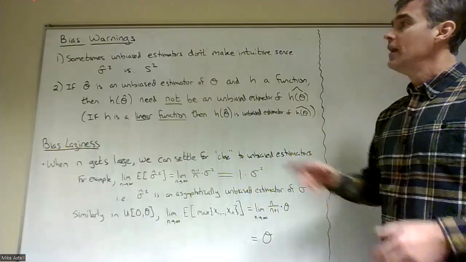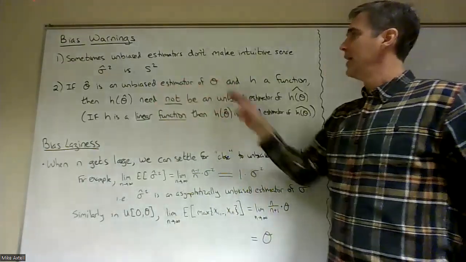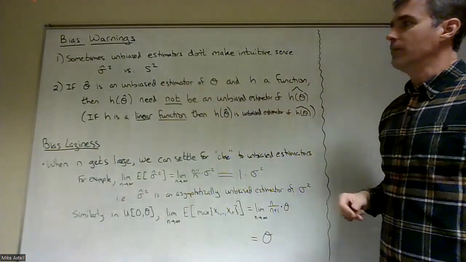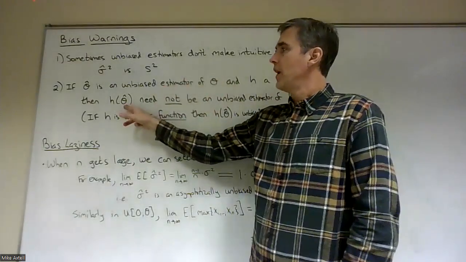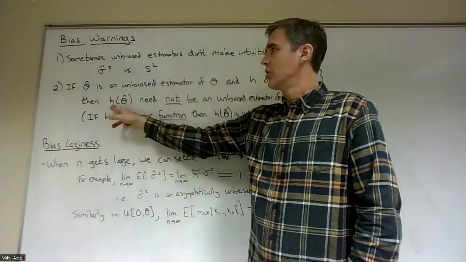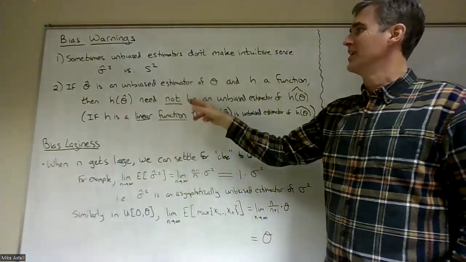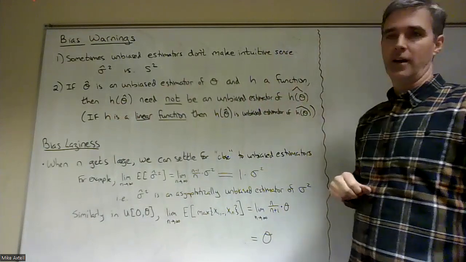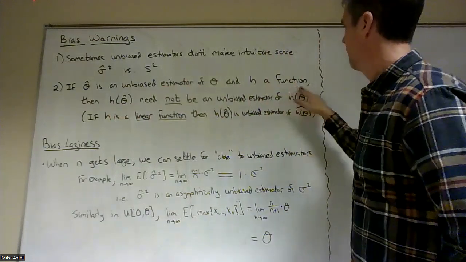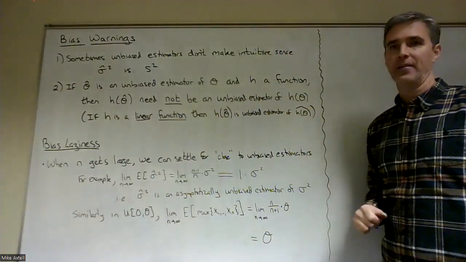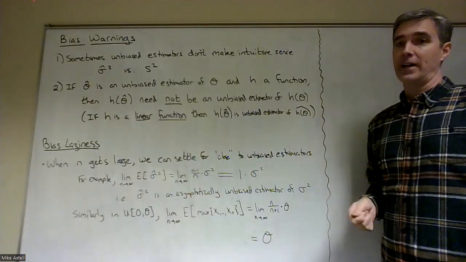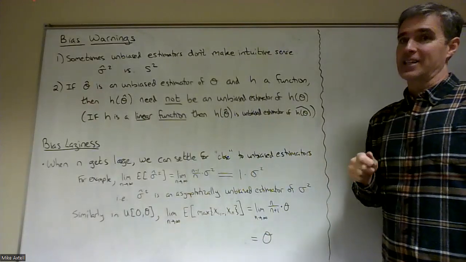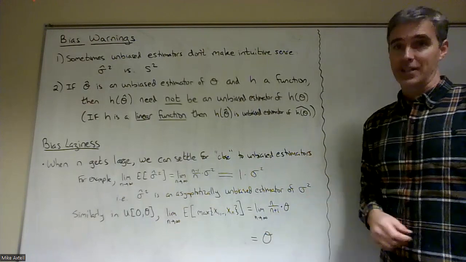Second warning: if you've got an unbiased estimator of theta, and then you have some function, and you plug the unbiased estimator into the function, that doesn't necessarily mean it's still an unbiased estimator of the function of theta. So a function of an unbiased estimator isn't necessarily still an unbiased estimator.